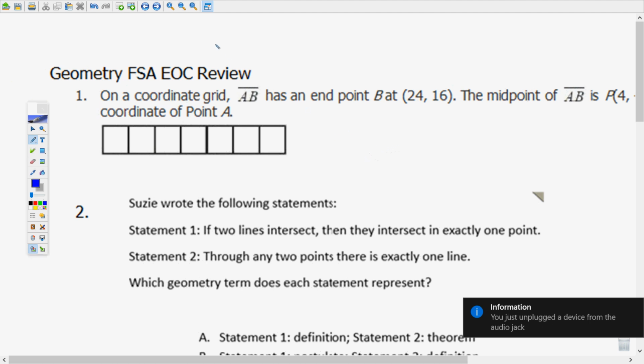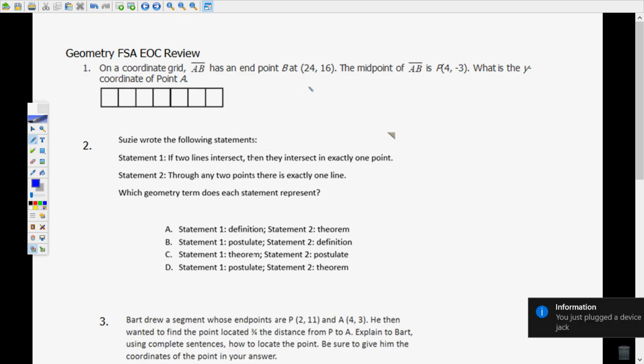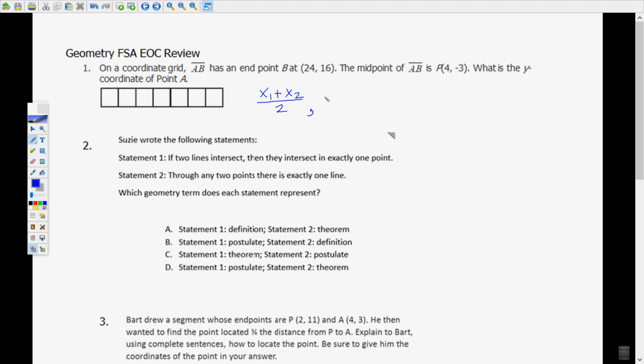On a coordinate grid, AB has an endpoint, B, at (24, 16). The midpoint of AB is (4, -3). What is the y-coordinate of point A? On this problem, you'll need to remember the midpoint formula. The midpoint formula is basically you're taking the average of your two x's for the x of your midpoint, and you're taking the average of your two y's for the y of your midpoint.